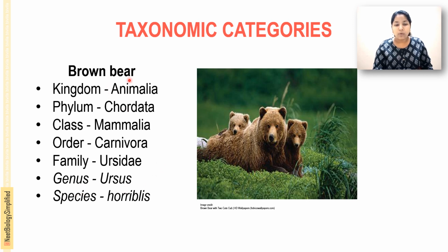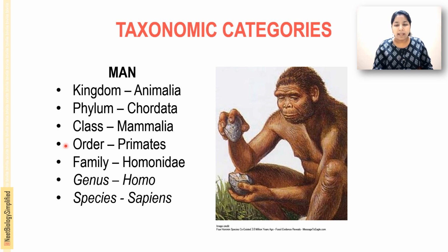So, these are the brown bear. They are kingdom Animalia, phylum Chordata, class Mammalia, order Carnivora, family Ursidae, genus Ursus, species Horribilis. And the next is the man. The man, or Homo sapiens, or the humans, kingdom Animalia, and phylum Chordata, that is, notochord is there, right? So, the presence of the notochord. So, phylum Chordata, class Mammalia.